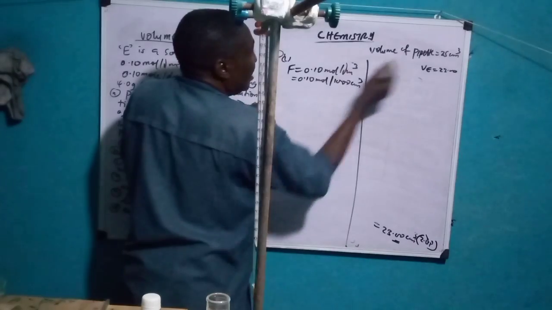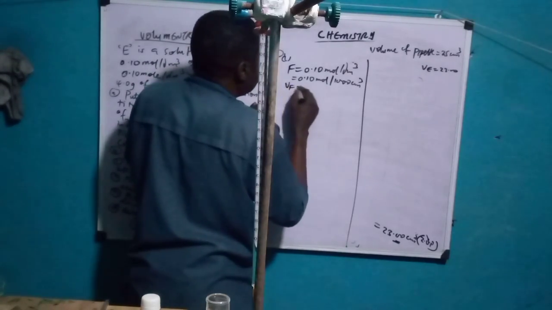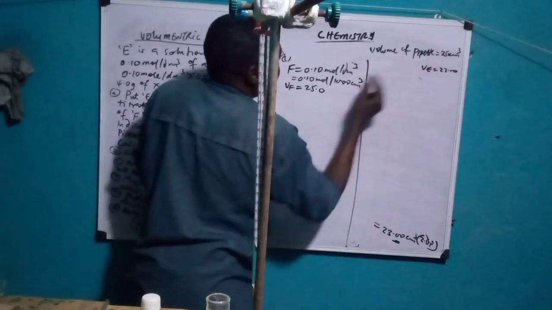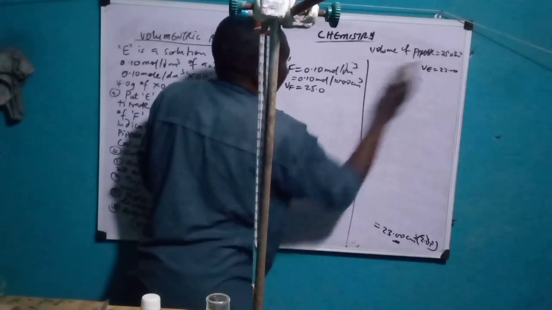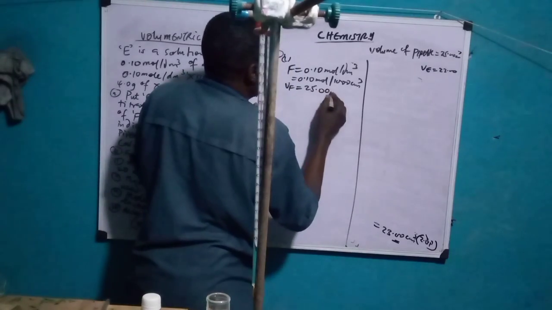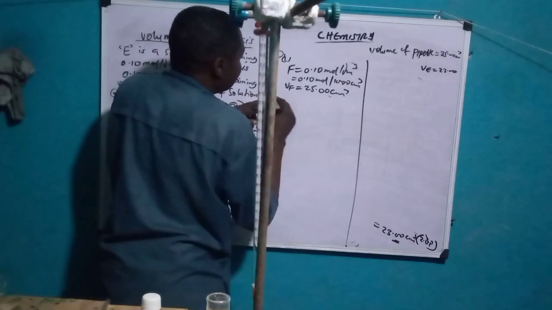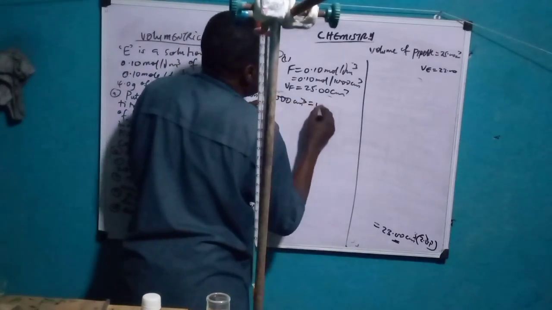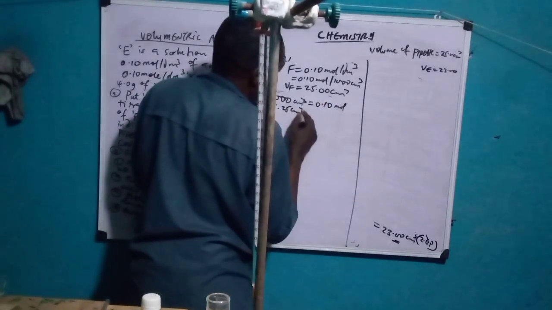So you now say, I know that our VF, volume of pipette, is 25.00 cm3. Let us maintain 2 decimal places; they'll mark it for you. Hence, you say 1000 cm3 equals 0.10 mole. Therefore, 25 cm3 equals X.